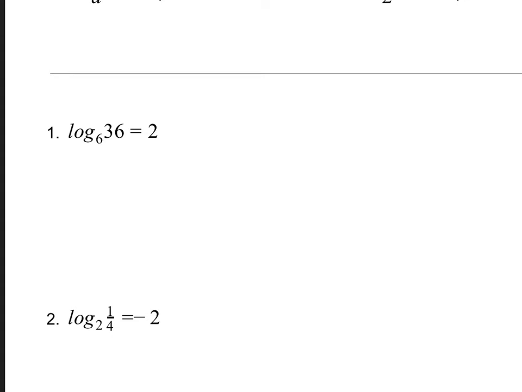So I'm going to continue to color code this, and hopefully it works. Hopefully you start to see the colors, you start to see what's happening, and it'll all be okay. Okay, so first things first, like I said, let's just rearrange. So we have log base 6 of 36 equals 2, right?